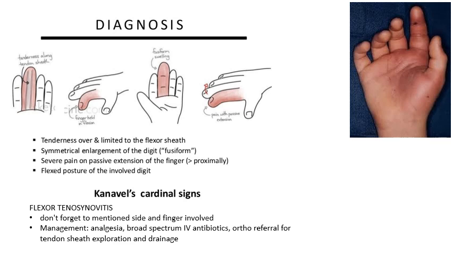Now this is again going to come in your examination. Flexor tenosynovitis. There are cardinal signs known as Kanavel's signs. These are tenderness over and limited to the flexor sheath, symmetrical enlargement of the digit, fusiform swelling, severe pain on passive extension of the finger, and flexed posture of the involved digit.